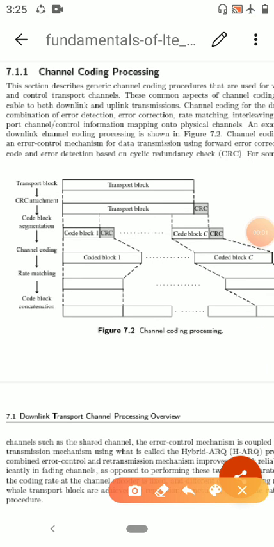Hello dear students, in this video I am going to discuss channel coding processing. Channel coding involves mapping the incoming transport block from the MAC layer into different code words. The common aspects of channel coding are applicable to both downlink and uplink transmission.